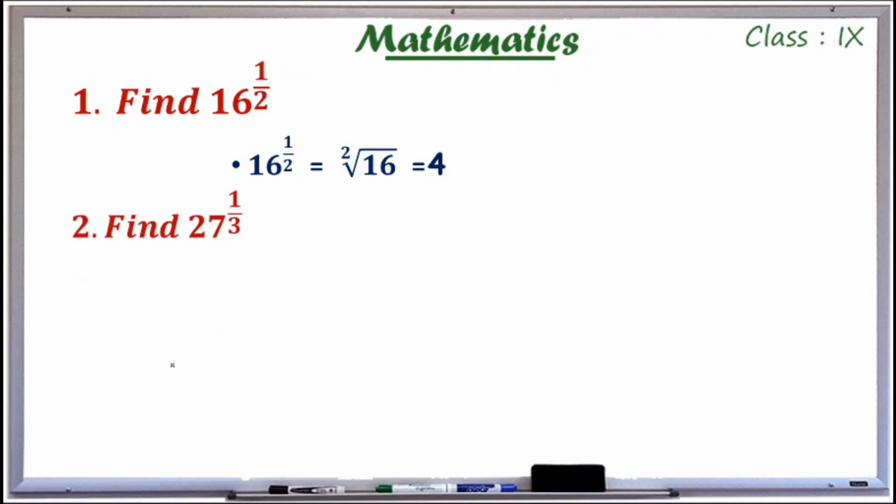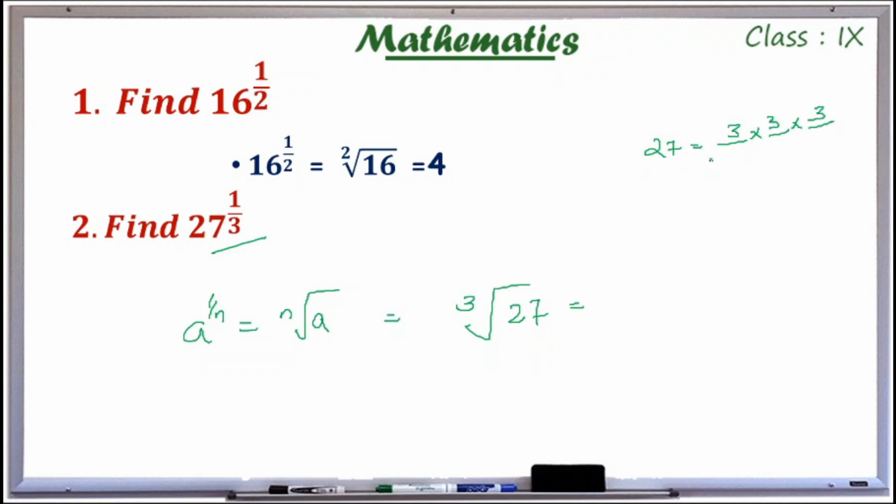So the first step is writing the formula: a raised to 1 by n is equal to the nth root of a. So I can write 27 raised to 1 by 3 as the cube root, or 3rd root, of 27. Which is the number that, after multiplying 3 times, I will get 27? So 3 is the number. 3 into 3 into 3 is equal to 27. So the cube root of 27 is equal to 3. So the answer is 3.